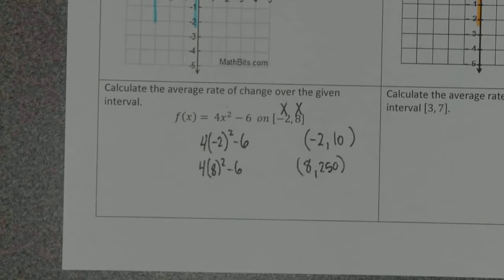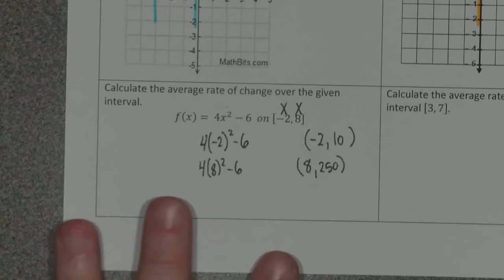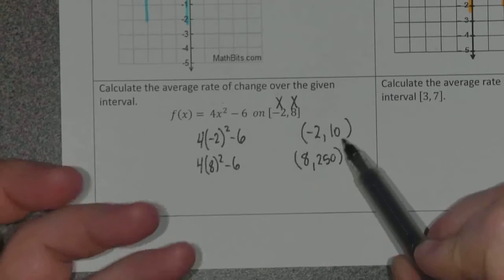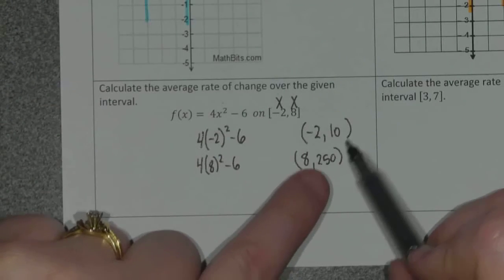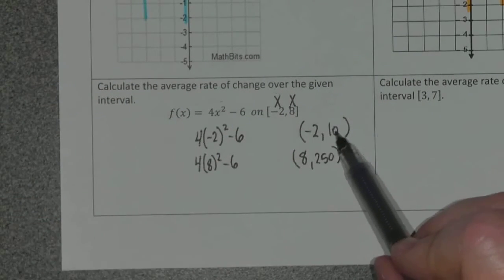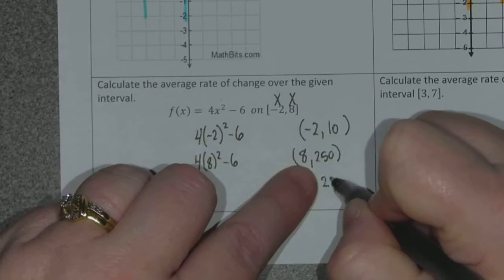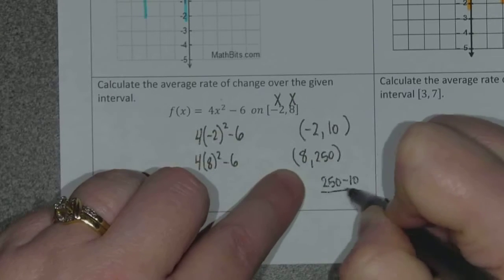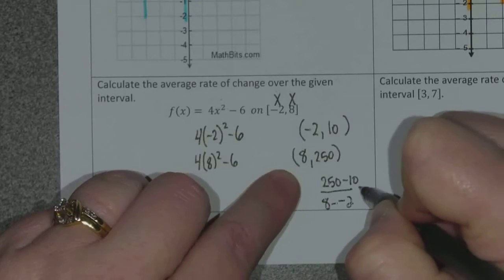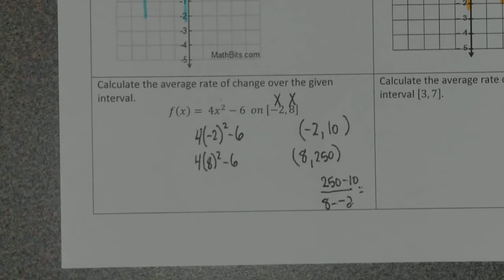Okay? Now that I have 2 ordered pairs, I'm going to use my slope formula. Okay? Does that make sense to everybody what I'm doing here? All right. I don't care which one you start with. Just remember, if you start with the top one, you start with this top one on the top and the bottom of the formula. I like to start with the bottom one. So I'm going to go 250 minus 10, and then 8 minus a -2, because y is on top and then x is on bottom. If you did it in the opposite order, it would still work out to the exact same answer, okay?